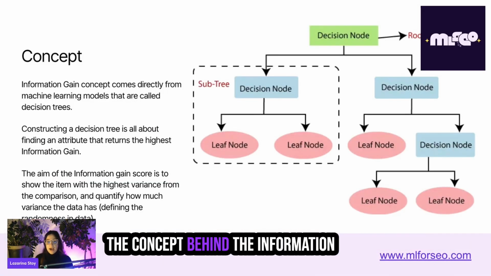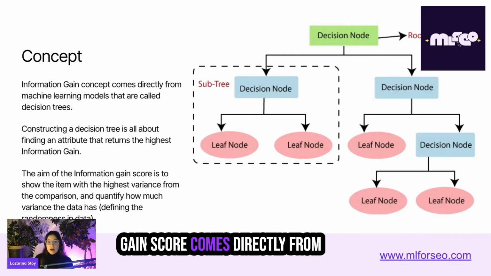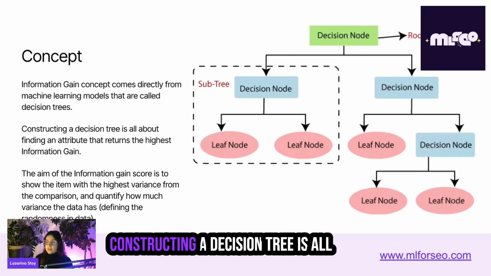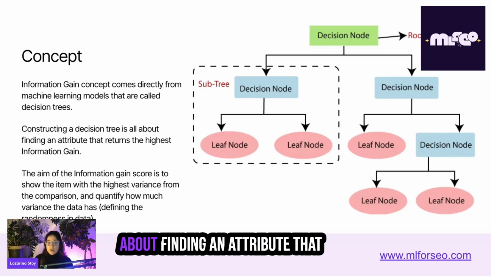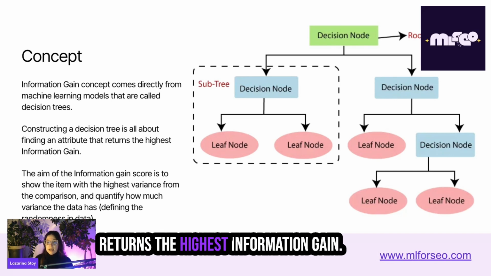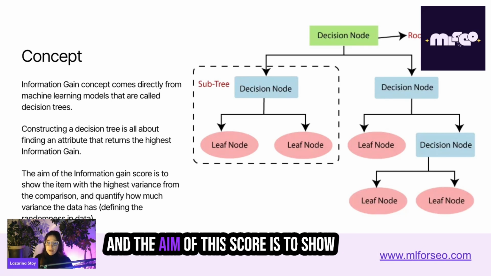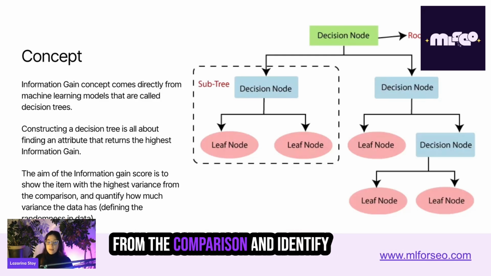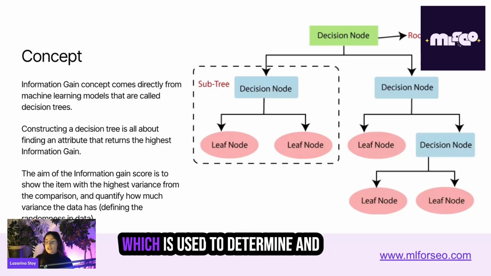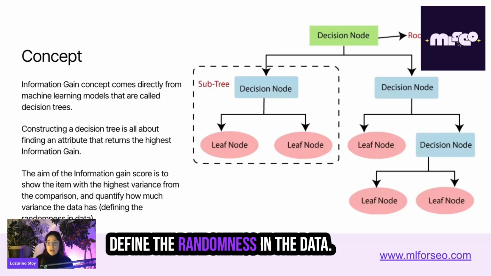The concept behind the information gain score comes directly from machine learning models that are called decision trees. Constructing a decision tree is all about finding an attribute that returns the highest information gain. And the aim of this score is to show the item with the highest variance from the comparison and identify how much variance this data has, which is used to determine and define the randomness in the data.